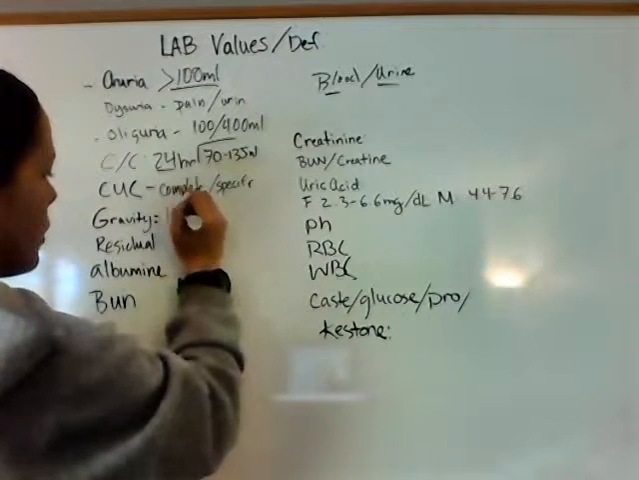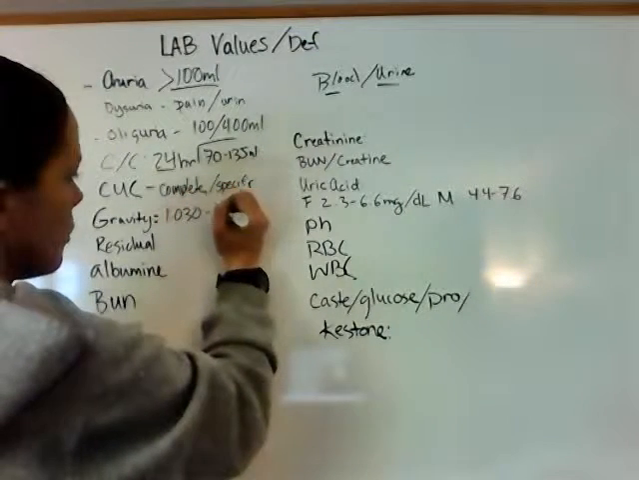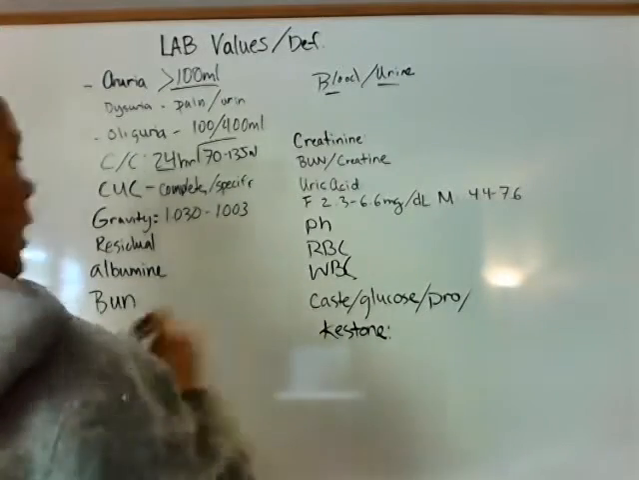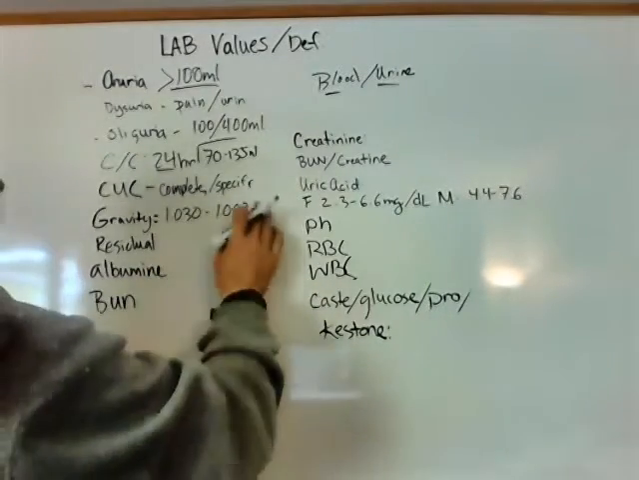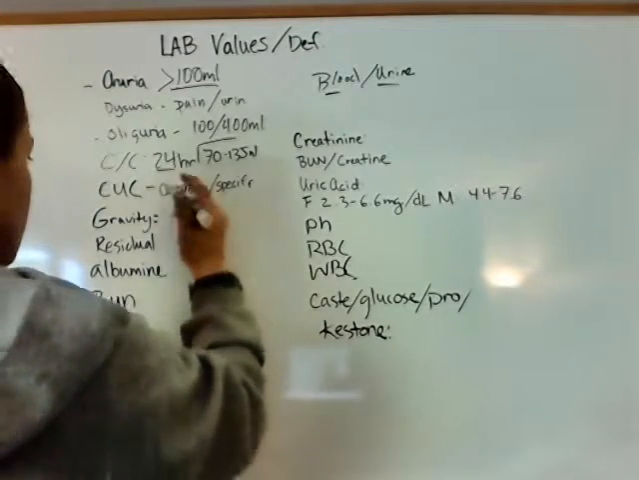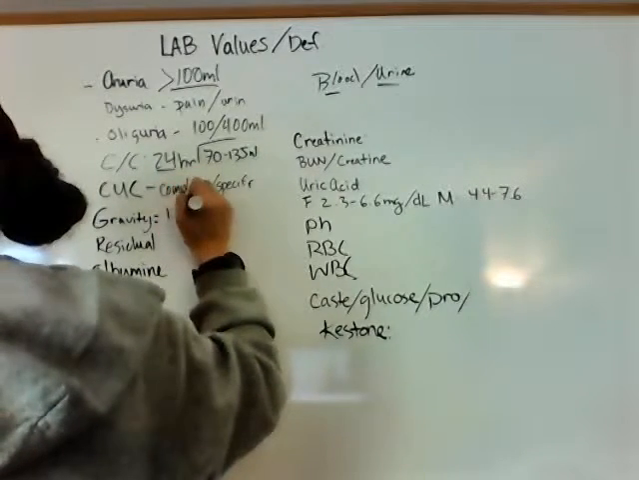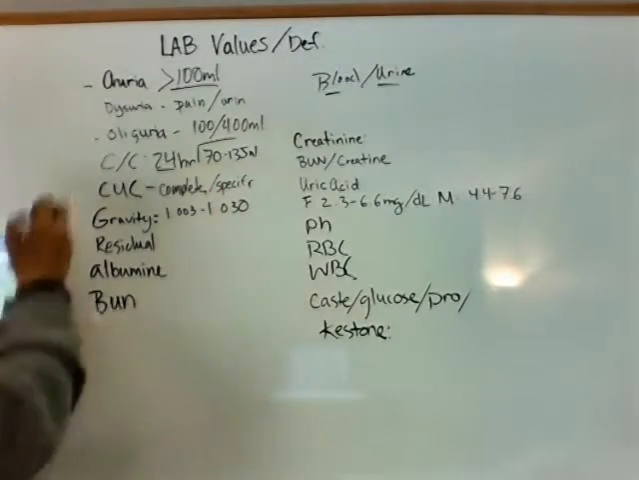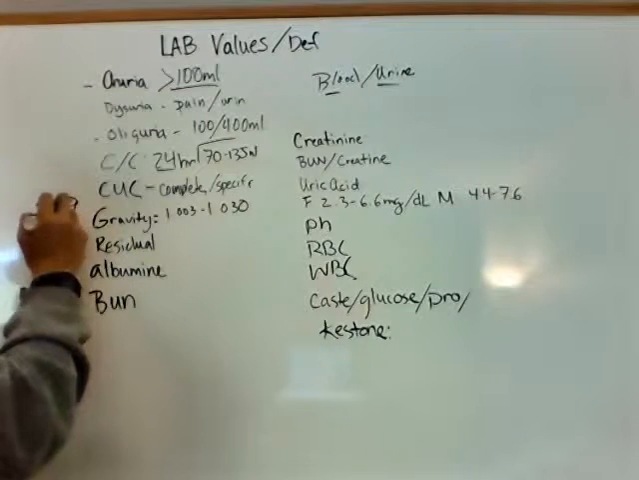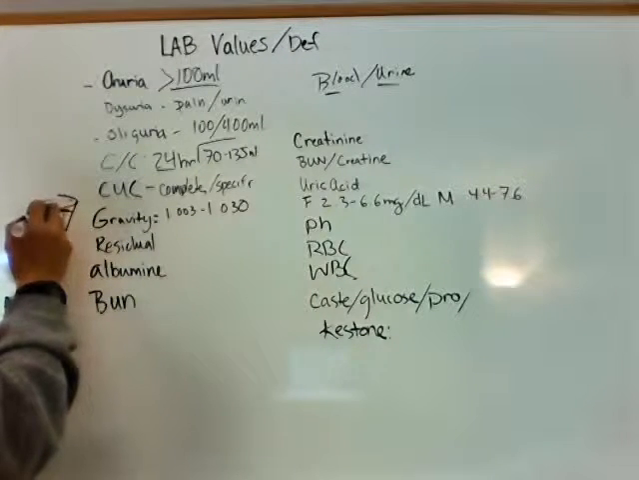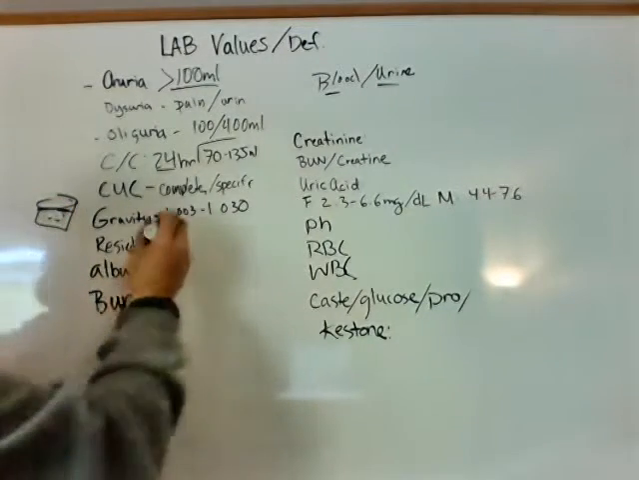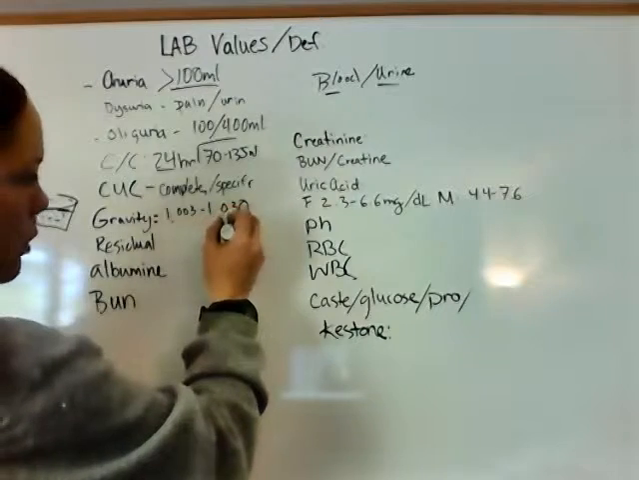Gravity. Sorry, I just messed that one up a little bit. All right, so gravity should be 1.003 to 1.030. Gravity is measuring, here's your urine, and I want to know how many particles or how much insoluble things are in here. So that's what's measuring the gravity. So it's 1.003 to 1.030.